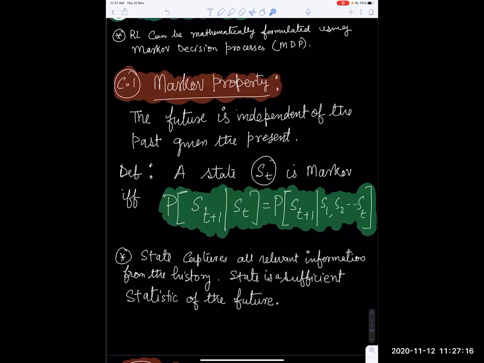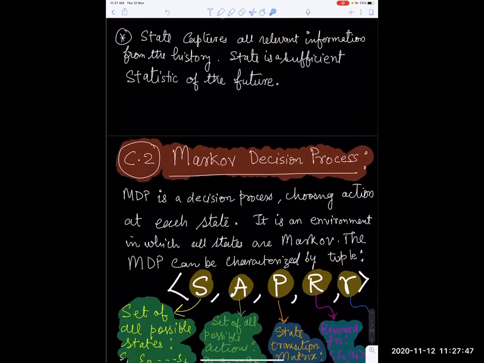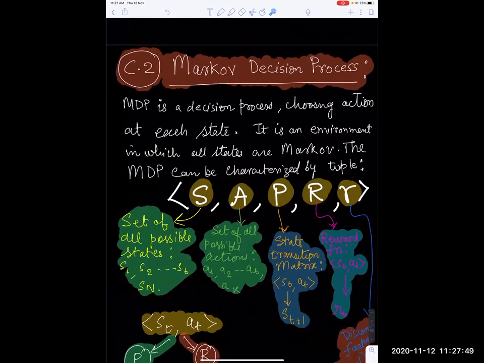You may say that the history is not required, or you can say that the history itself is being encoded inside this. Whatever historical things are required, that may be useful to tell me what my next state is going to be, everything is encoded inside this ST. So state captures all the relevant information from the history, and state itself is sufficient for the future state estimation. So that was the Markov property.